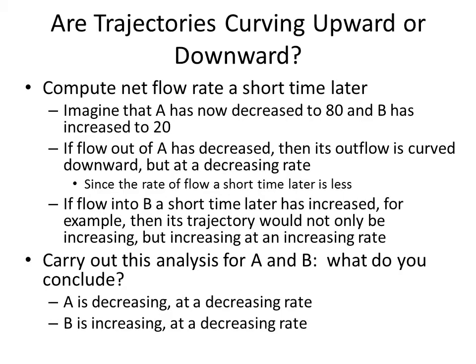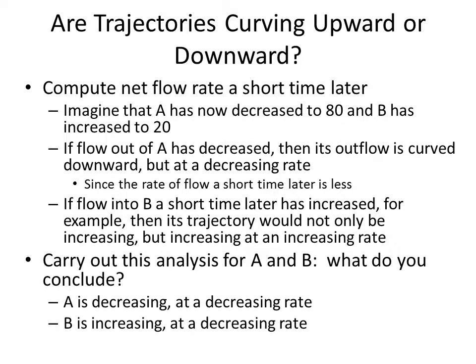All right, so we know they're zooming down and up respectively, but are they curving? We know they're curvy, but are they curving upwards or downwards? The trick here is to compute the net flow rate. Just imagine a little bit of time has elapsed and A has drained. It's not nearly a full time unit, but A has now decreased to 80 and B has increased to around 20. It won't be exactly that. It's a thought experiment. What would be happening then?